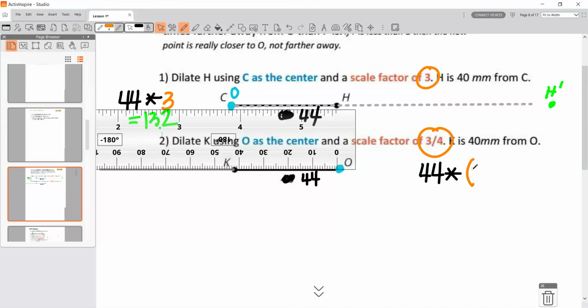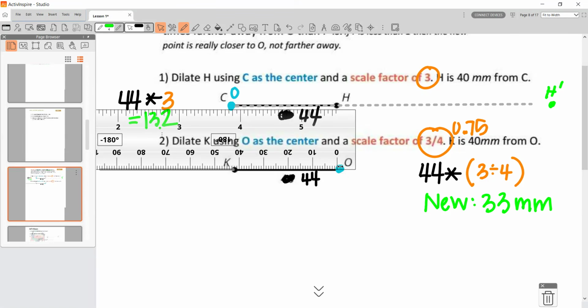So in your calculator, you can type in parentheses 3 divided by 4. That's how you would type in 3/4. You can also type in 3 divided by 4 before you get started and know that that's equal to the decimal of 0.75. So you could also do 44 times 0.75. And so when you do that, you will get 33 for your new length. So my new length, 44 times 3/4, is 33 millimeters.